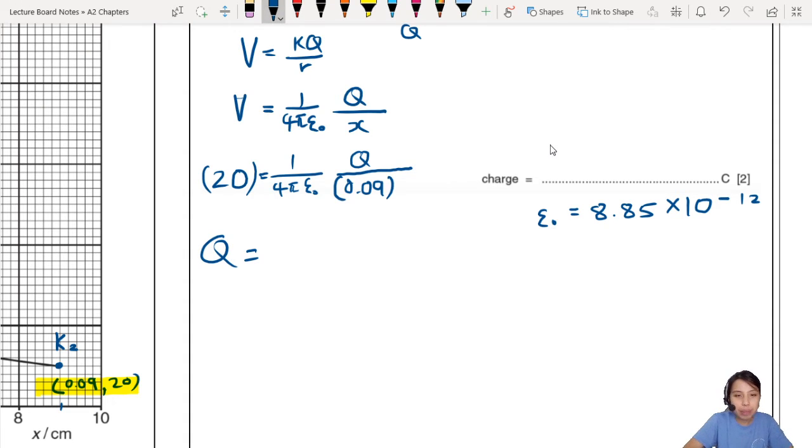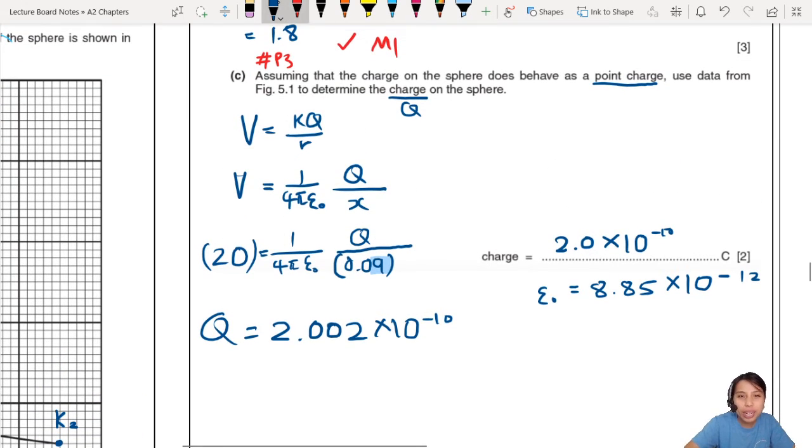You get a pretty good number, about 2.0018. Okay, 2.002, times 10 to the negative 10. So for the final answer, I could pick 1 or 2 SF since my least is 1 SF. Sure, 1 or 2 is fine, but I like 2. So I'm going to do 2.0 times 10 to the negative 10. 2 marks. This one is not too bad.